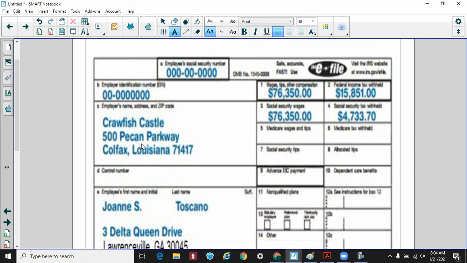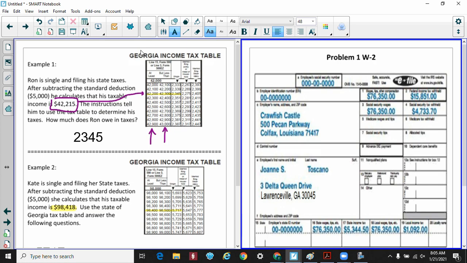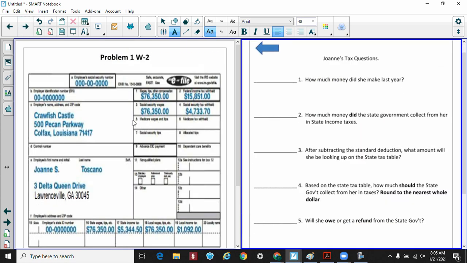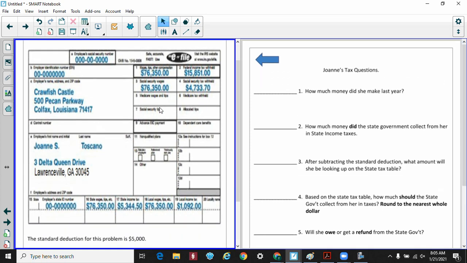It starts off with a W-2. Let me see if I can change the view to a dual screen here. There we go. Now, with a W-2, we've already talked about this before. A W-2 tells you everything you need to know about how much money you made at a particular job. Everything that's up here deals with more federal stuff. So if you're filing your federal taxes, you would look up here. Federal income tax, Social Security, all that stuff is more federal.